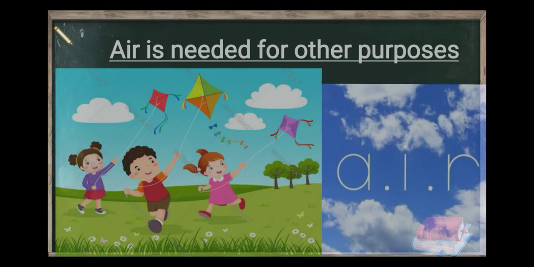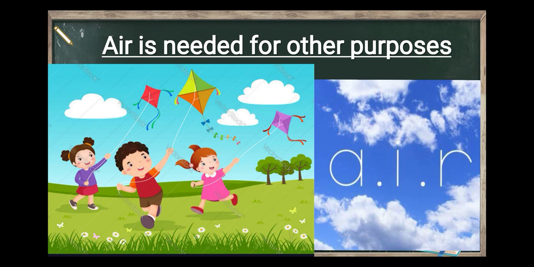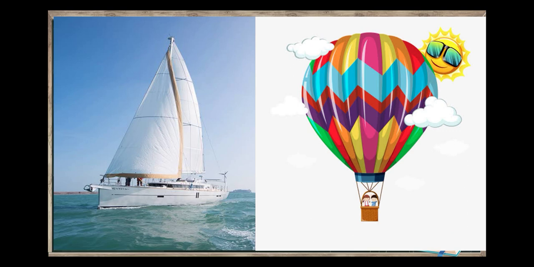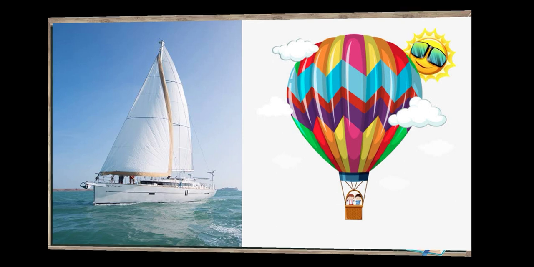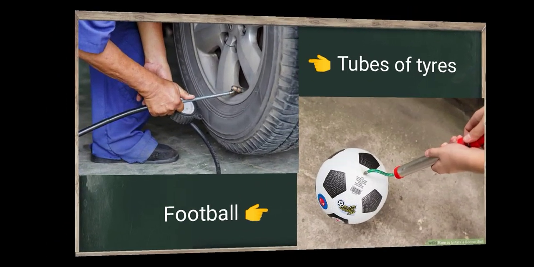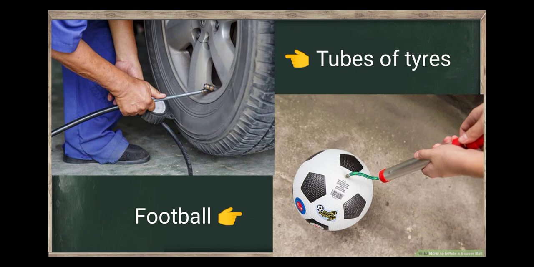Third, air is needed for other purposes like for flying kites, for the movement of hot air balloon and sailboats. Air also helps in the movement of glider and parachutes. We fill air in football, as well as in the tubes of tires.